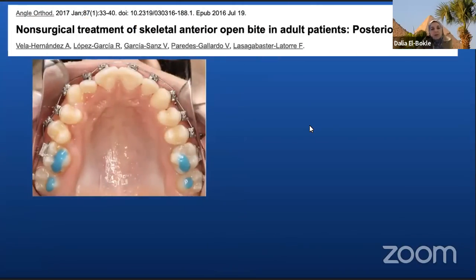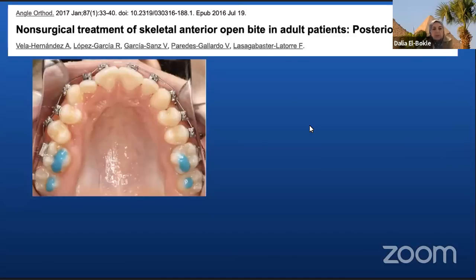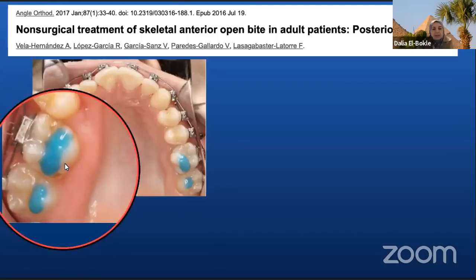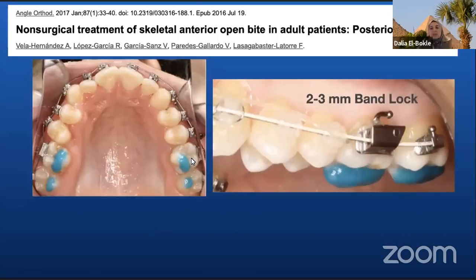So here is an article that was published in the Angle Orthodontist back in 2017 on the non-surgical treatment of skeletal anterior open bite using posterior buildups. And here we can see the buildup placed on both the upper first and second molars using Bandlock, and the thickness of these bite turbos was 2 to 3 millimeters.